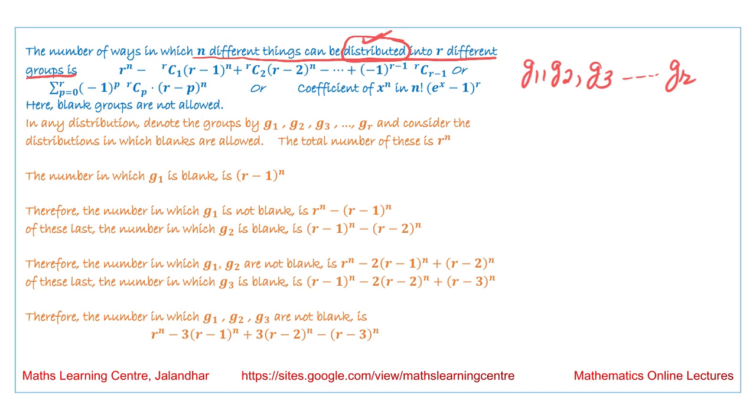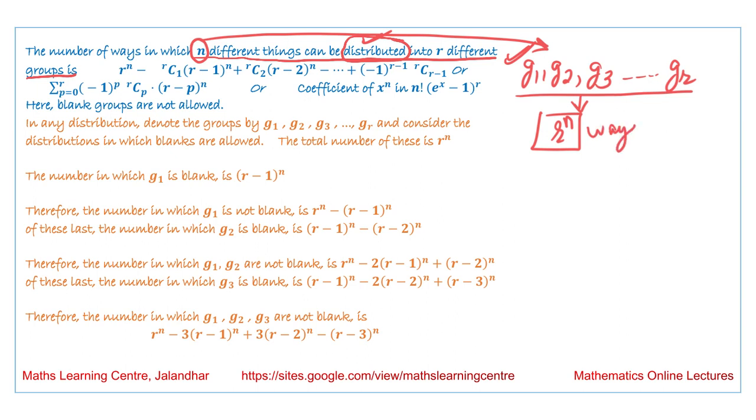We are talking about the first case in which blank groups are allowed. So we have r groups, and in how many ways can these be arranged? It is r raised to the power n. Blank groups are allowed, so these n different things can be arranged in these r groups in r raised to the power n ways.